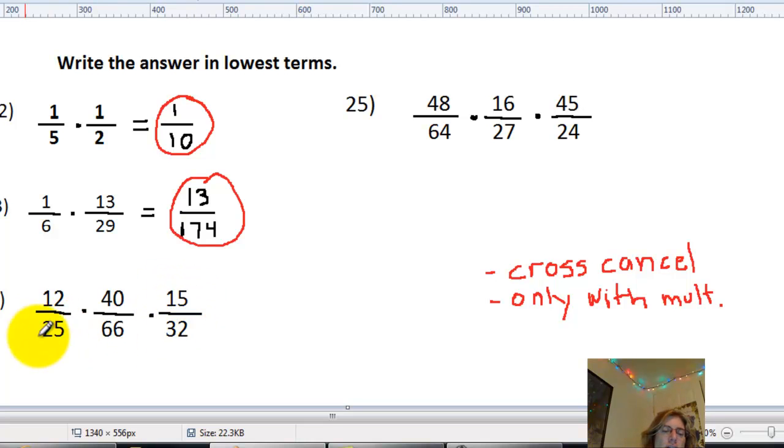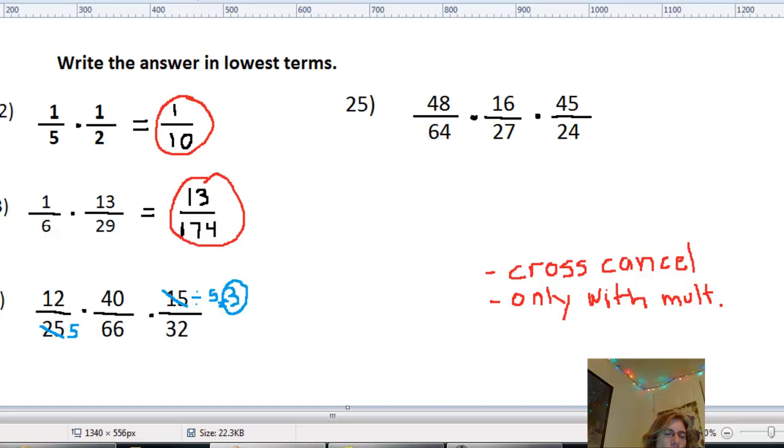So I know that 15 and 25 both are divisible by 5. So let's divide these. 15 divided by 5 is 3. So we've just changed the 15 to a 3. Now, we divided this one by 5, so we have to choose a denominator to also divide by 5. So I'm going to divide this one by 5, and I get 5.